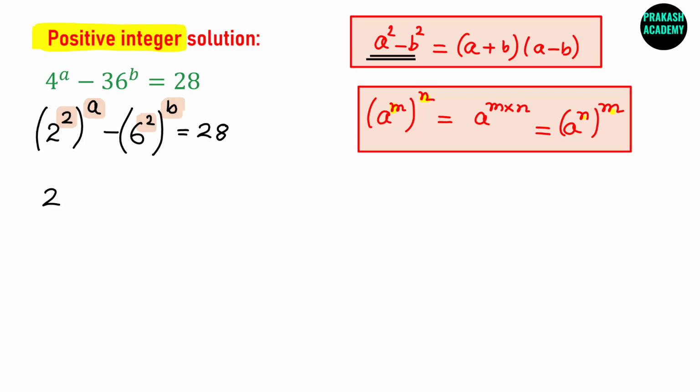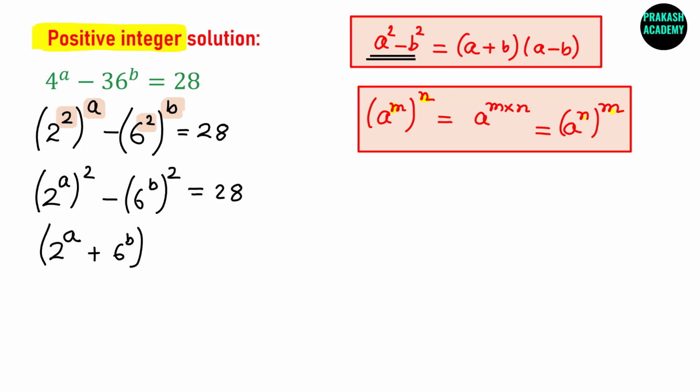So we will have (2^a)^2 - (6^b)^2 = 28. Now see, we got it in the form of a square minus b square. So we can factorize and write this as (2^a + 6^b) multiplied by (2^a - 6^b) is equal to 28.